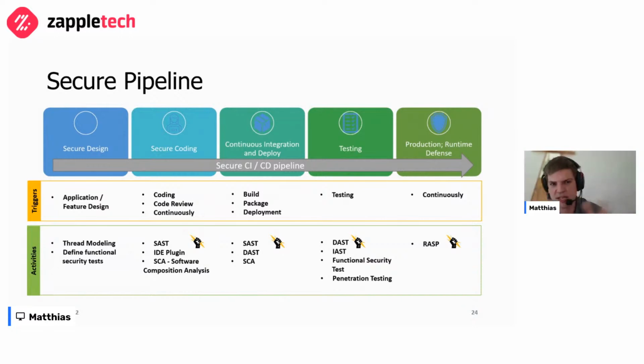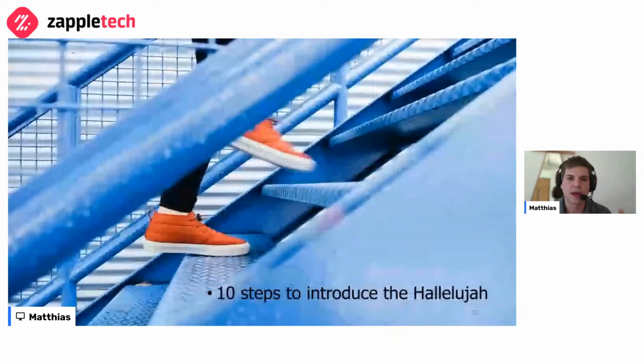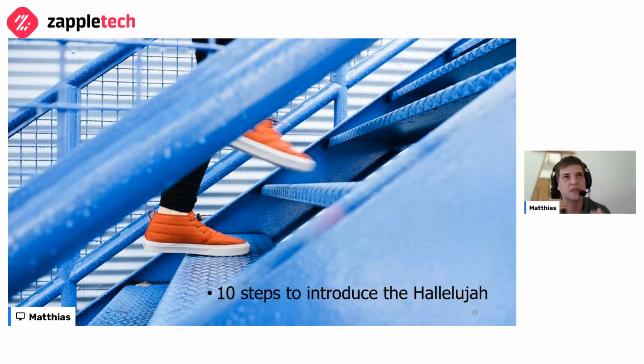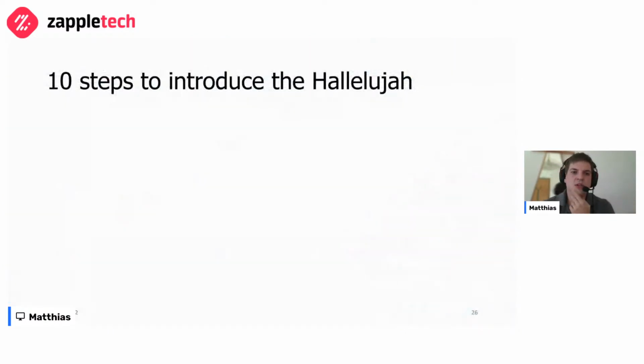So this is the secure pipeline, the hallelujah: how you as a team, hopefully everyone already has a pipeline, extend it. And now, as an ending, I want to give you 10 steps, which is my recommended prioritization to get to this pipeline. The 10 steps to this continuous security testing approach, to the secure pipeline.